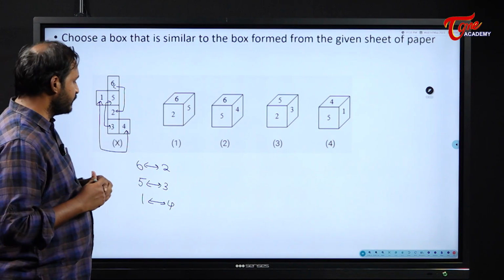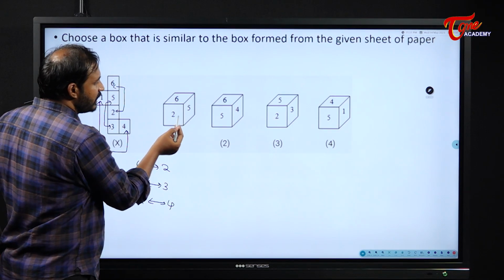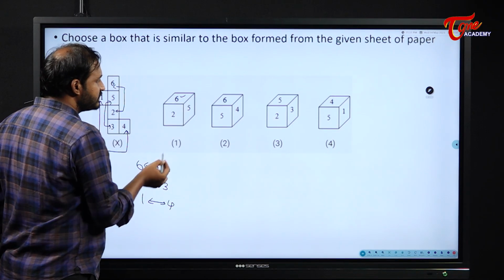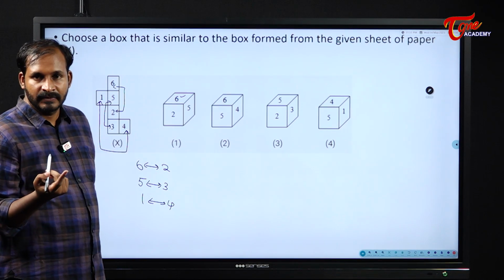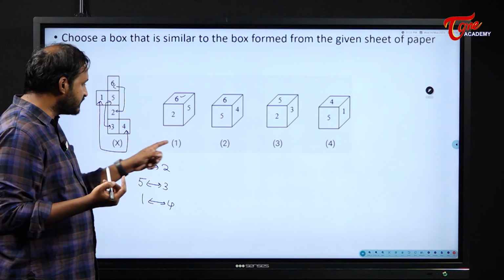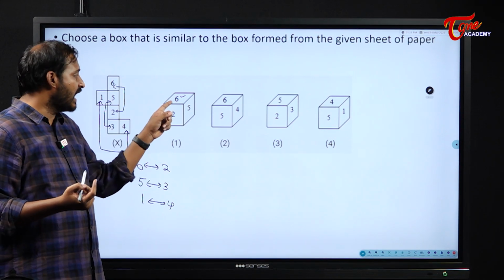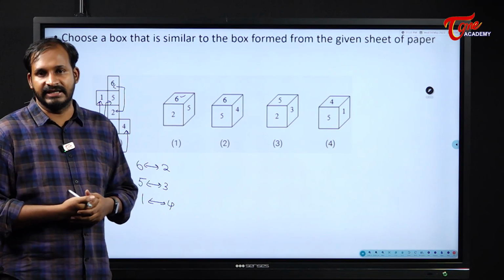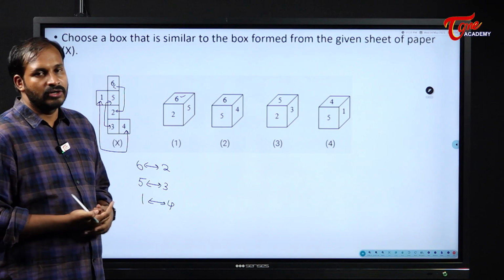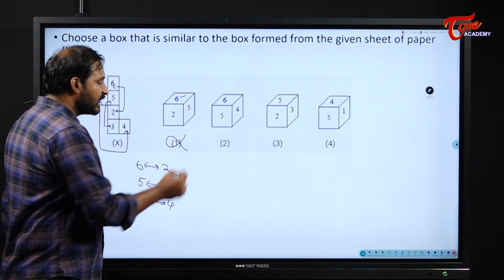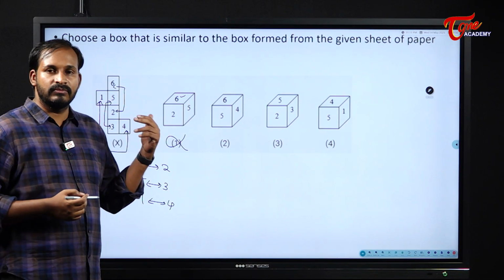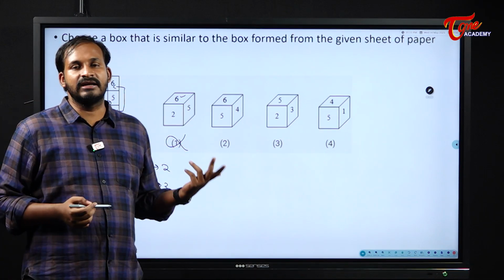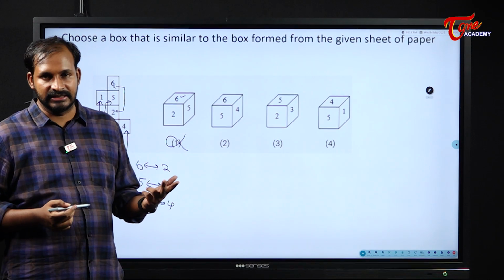Now come to my first projection. In my first projection, what is happening? I can see 6. That means I should not see 2, right? I cannot see 2. Why? Because 6 and 2 are opposite. But see, in my first projection, I can see both 6 and 2 simultaneously. Is it possible for me? No. That means this is an incorrect box. Why? Because I cannot see both the faces which are exactly opposite to each other simultaneously.